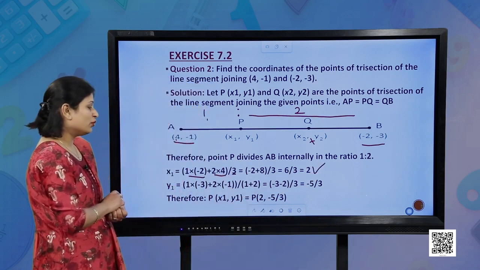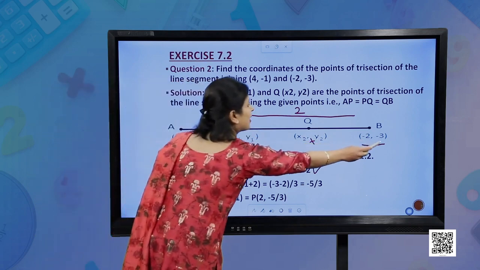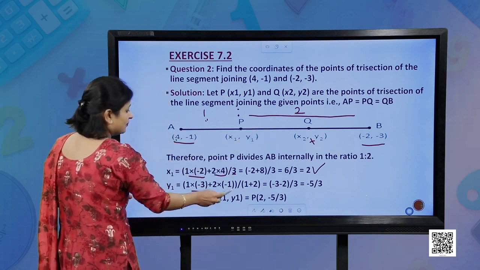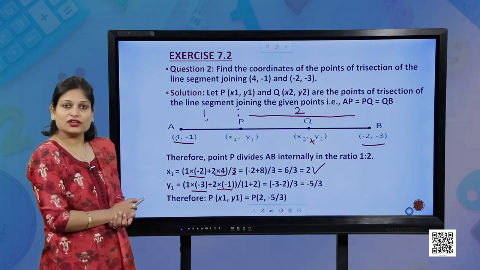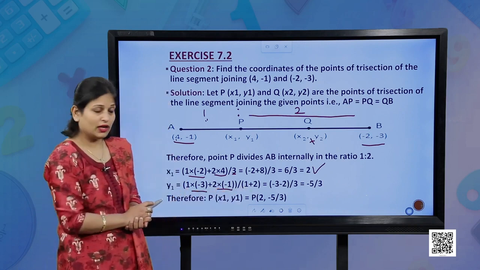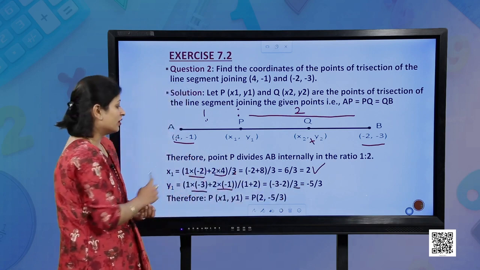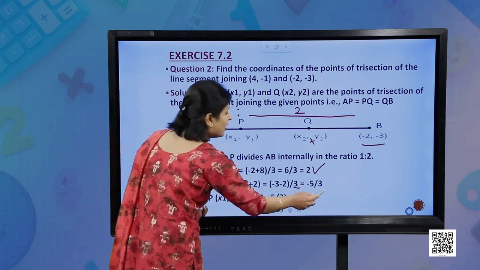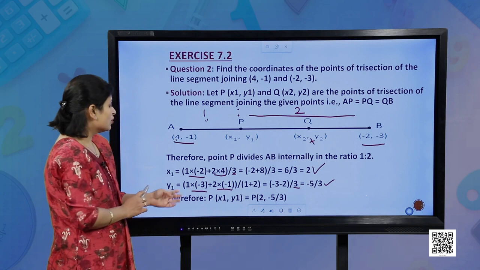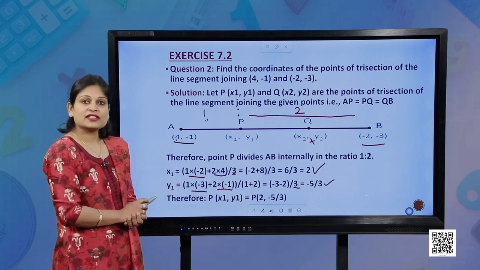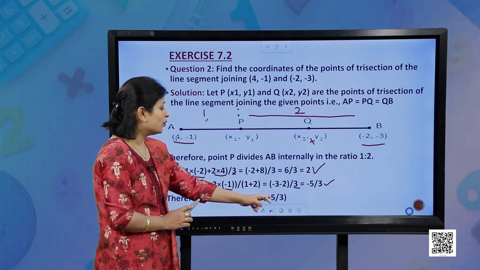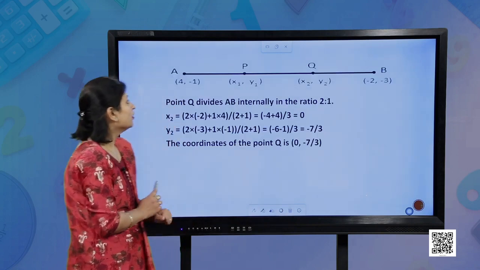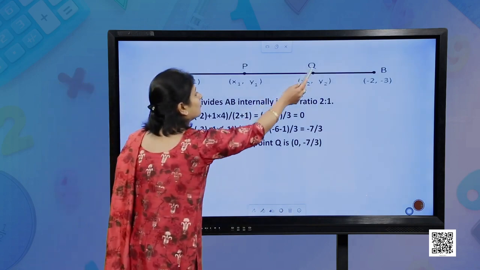For y1, what will you do? 1 into minus 3 plus 2 into minus 1 divided by the sum of the ratios, which is 1 plus 2, you will get 3 in the denominator. So, minus 3 minus 2 in the numerator. After solving, what will you get? Minus 5 by 3. So, the coordinates of point P, which is x1, y1, will be 2, minus 5 divided by 3.